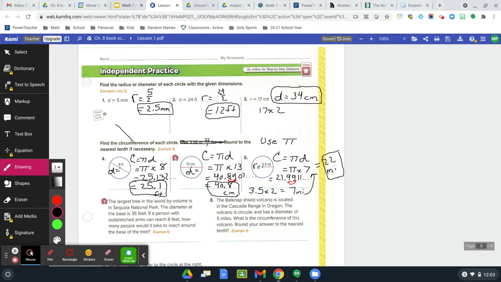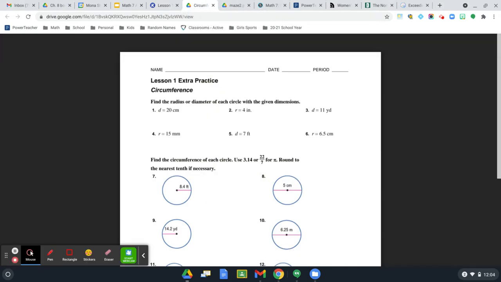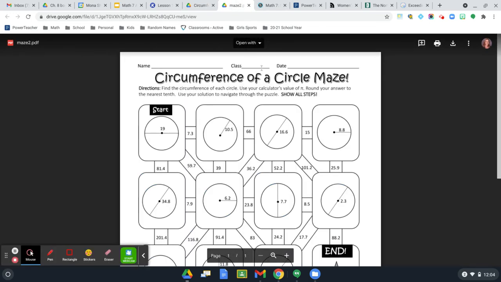Okay, we're going to stop with the book. I just wanted to go over those examples with you one more time to practice it. And we're going to now have time to work on the worksheet. Like I said, your crew teacher passed it out to you. It's a front and back worksheet. The front side looks like this, lesson 1, extra practice. And on the back, it looks like this, circumference of a circle maze.